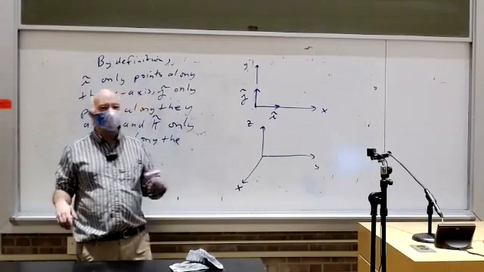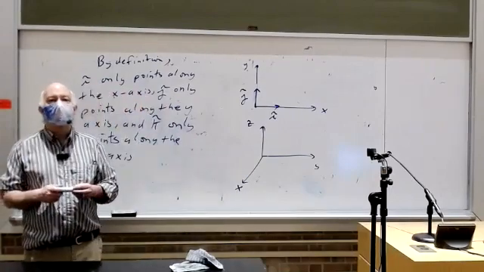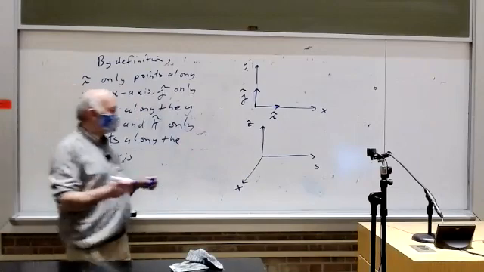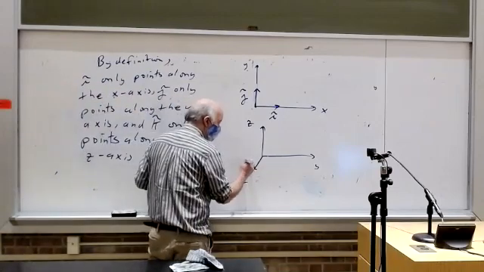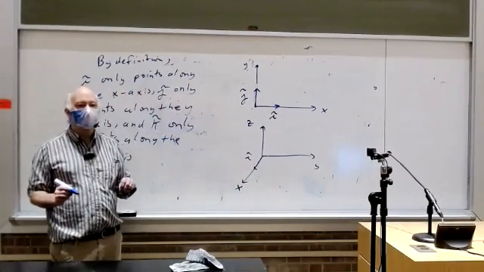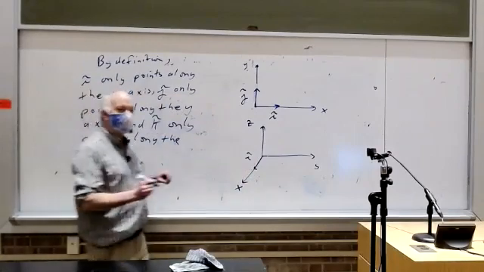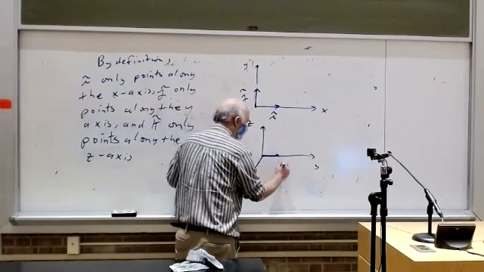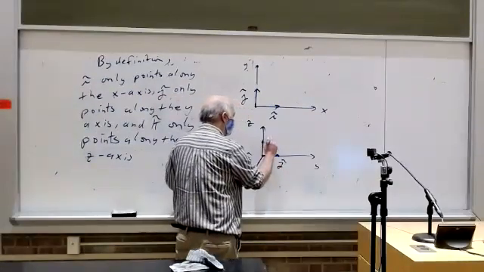So how would I have to look here? I hat would be this. J hat, this guy. And then K hat is like this.